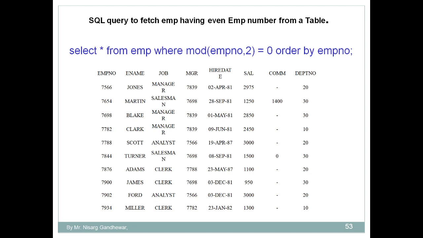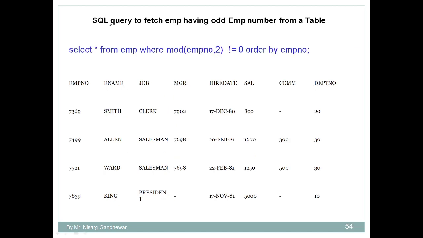Now this is a query to get employees having an even employee number. Similarly, you can have another type of query where we want to fetch information of those employees who have an odd employee number. Simply you have to change the logic here. In this case, select star from employee where mod(employee number, 2) not equals 0. If the mod is not equal to 0, that means the employee number is odd, and that we are fetching. And finally we are just using the order by clause to arrange all this employee information in ascending order.